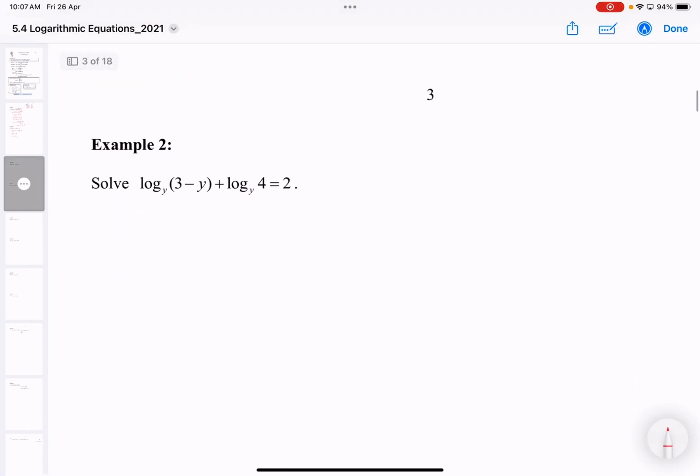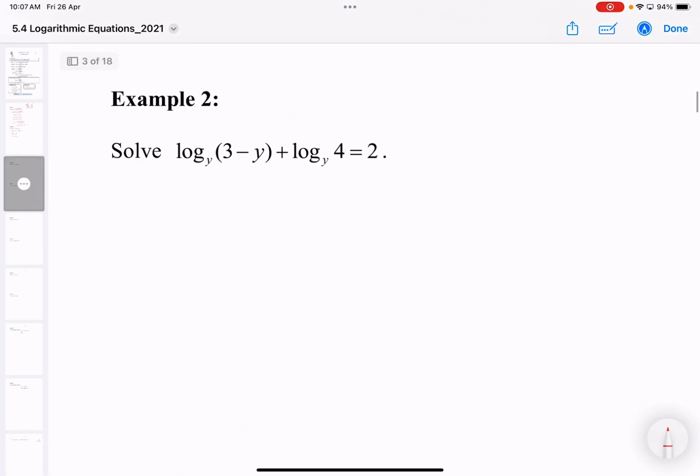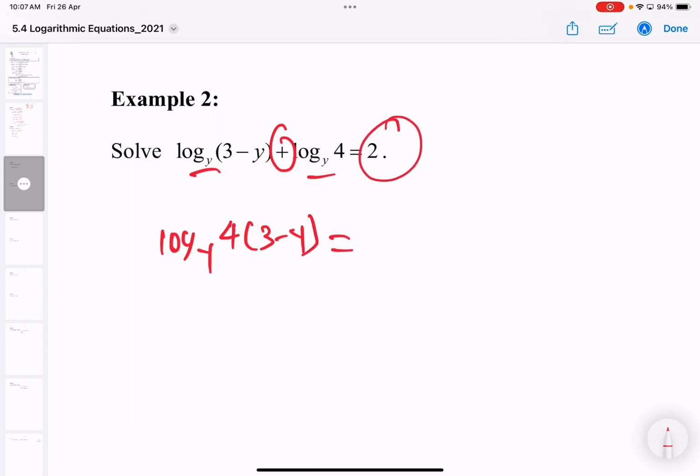Okay, let's move on. Example number 2. Now, this one is a tricky one because I do not have everything to the base of y. Right? I don't have everything to the base of y. Yeah, sure, this is to the base of y. I can probably combine it. Log base y plus just means times. 4 times 3 minus y. But this 2, I want to change into the base of y. How can I do that?